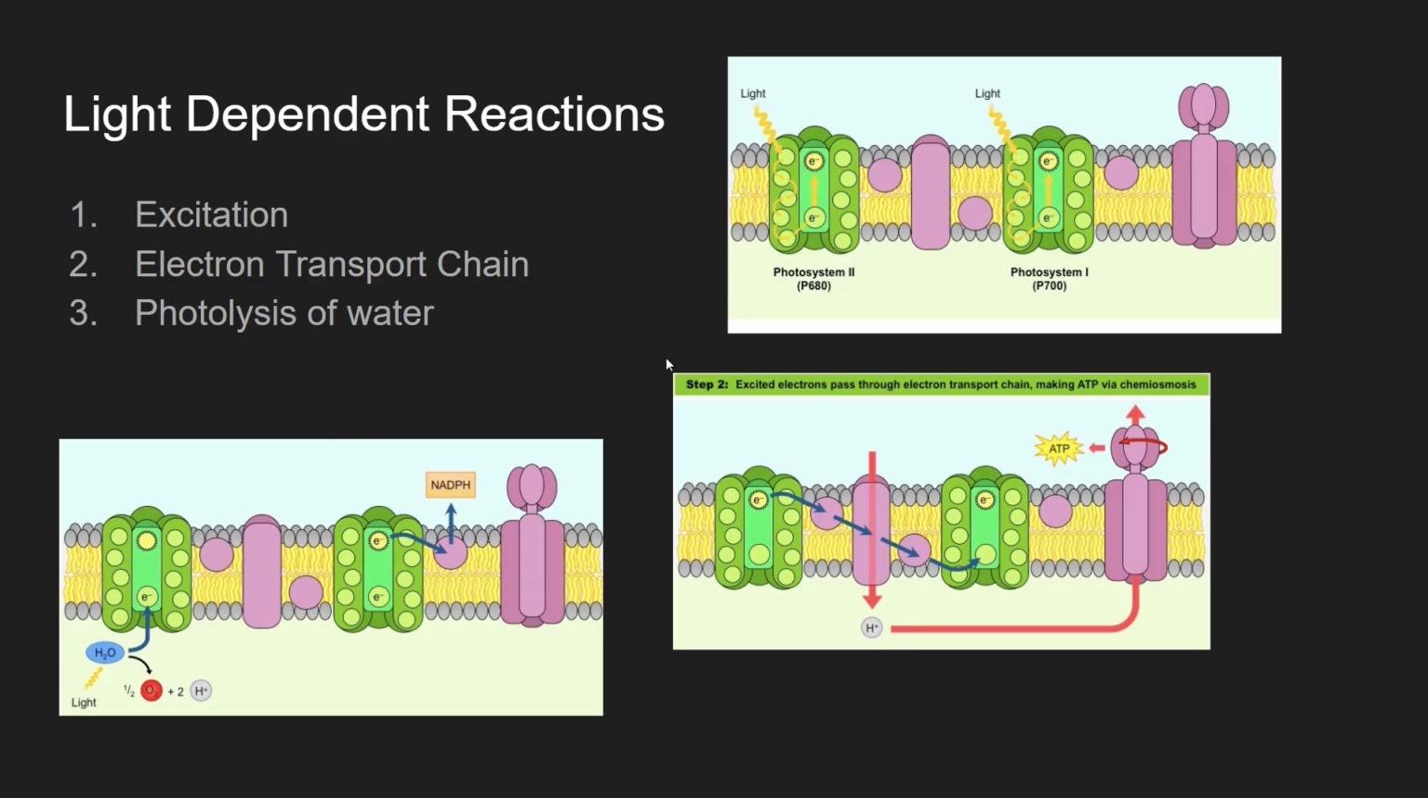So light-dependent reactions happen on the membrane because that's where the light hits. As you can see, this is a membrane structure. So there's excitation, the electron transport chain, and photolysis of water sometimes. I'll explain that soon. So here in step 1 is the excitation of electrons.